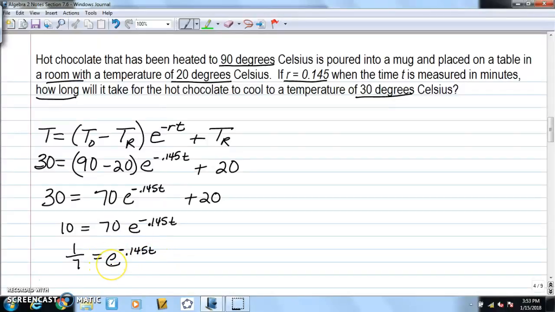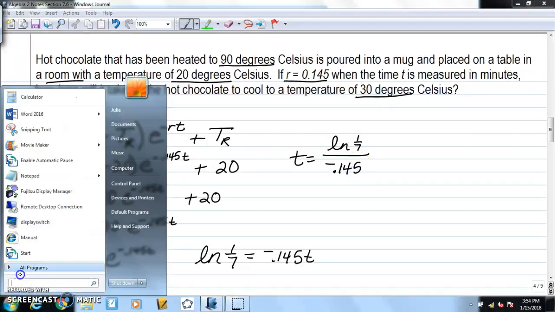You could rewrite this as logarithmic right now if you want to, or you can just take the log of both sides. Either way. But this is log base e, so it's natural log. So this would convert to logarithmic by saying the natural log, that's log base e, of 1/7 equals your power, negative 0.145t. Then to solve for t, you're just dividing both sides by negative 0.145. So my t would be equal to the natural log of 1/7 divided by negative 0.145.